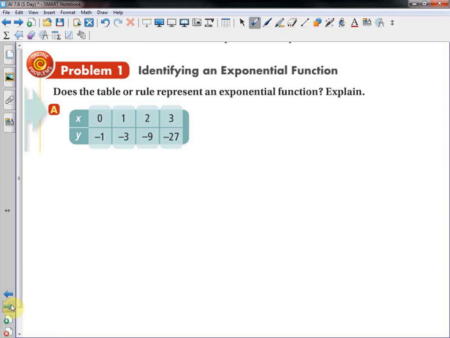All right, so does this table or rule represent an exponential function? And then explain. Well, looking at this one right here, we have our x values and then we have our y values. Anytime we have an exponential function, we should see something happening in the pattern of our outputs. Now, we go up by 1 each time, and if I look, these are all increasing by a factor of 3. Since we're increasing by a factor of 3, that 3 is my b value.